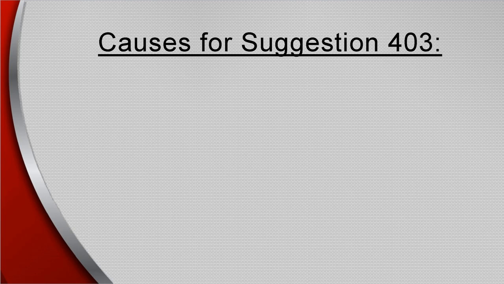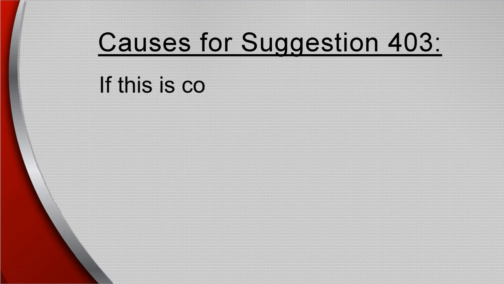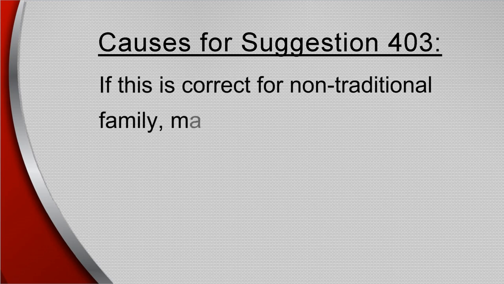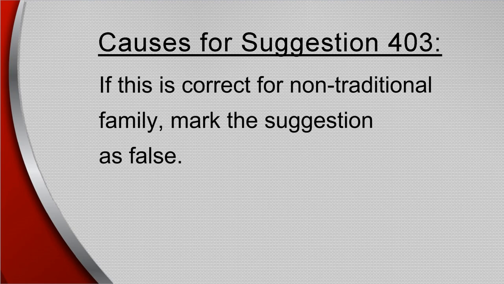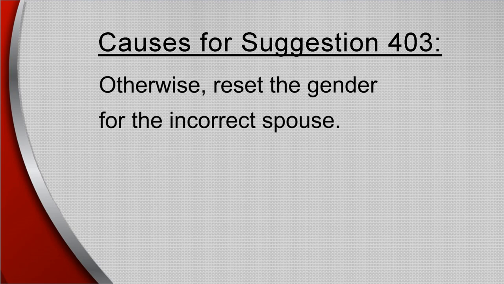Suggestion 403 is caused when both spouses are marked as the same gender. This may be correct for non-traditional families, but in most cases, the wrong gender has been set for one of the partners. If it is correct, mark the suggestion as false. Otherwise, reset the gender of the incorrect spouse.